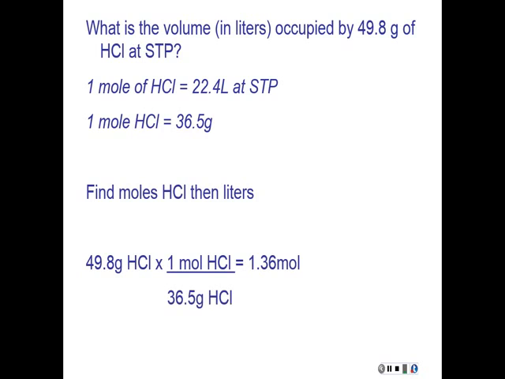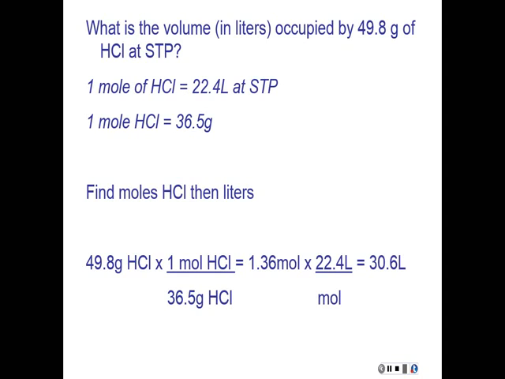So to find moles of HCl, we take the mass that was given and divide it by the molar mass. So we get 1.36 moles of HCl. And then we just have to multiply that by molar volume, 22.4 liters per mole, and we get 30.6 liters. It's pretty simple.